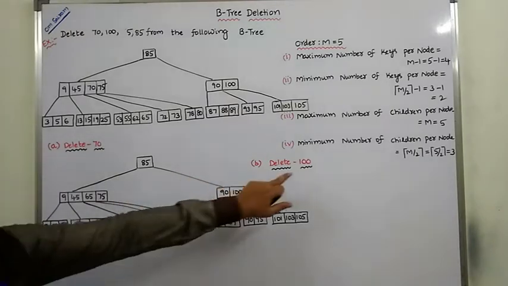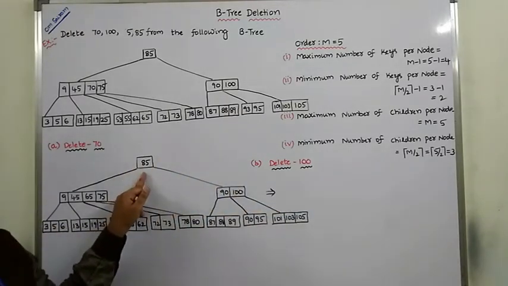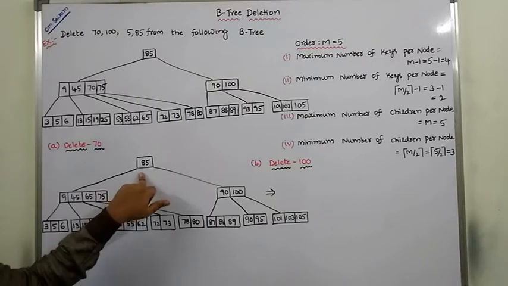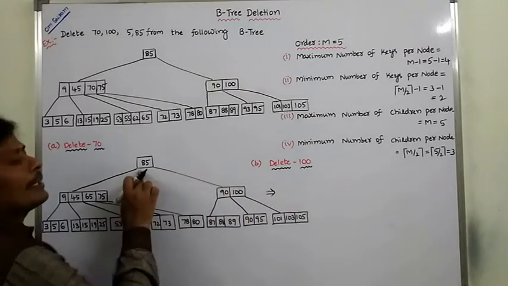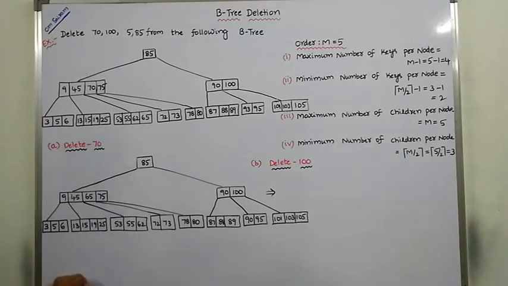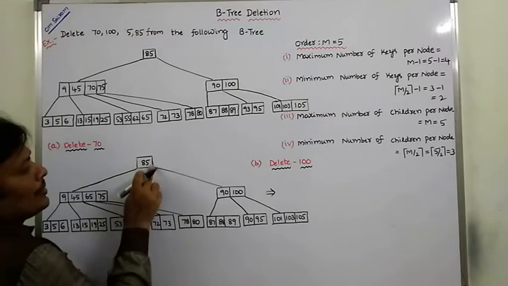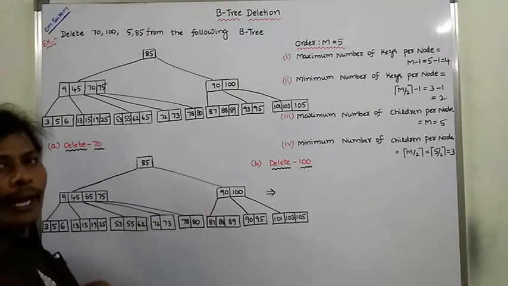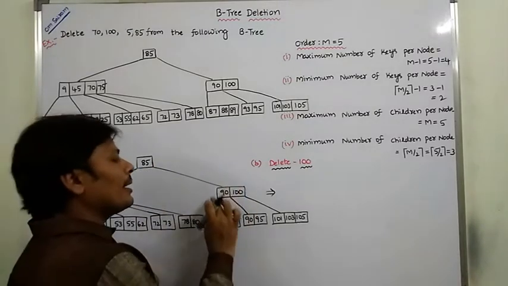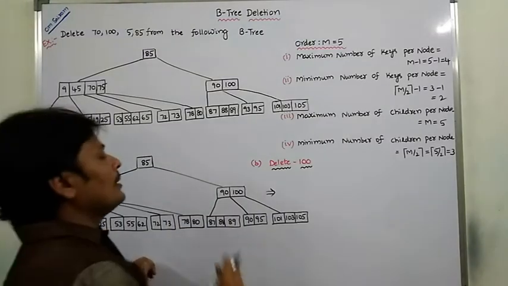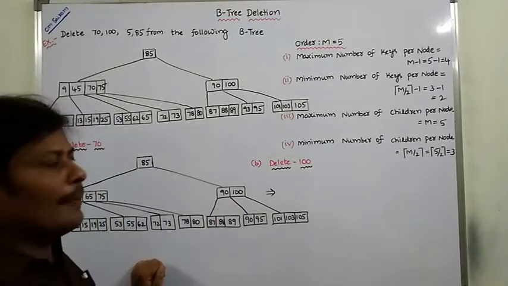First, 100 is compared with the root node. The root node contains the key element 85. 100 is compared with 85. 100 is greater than 85, so go to the right pointer. The right pointer points to a right subtree. That right subtree contains a node, and that node contains 2 key elements.